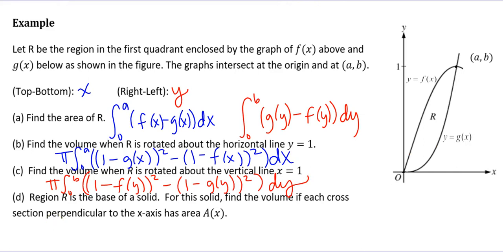Part D, region R is the base of a solid. For this solid, find the volume if each cross-section perpendicular to the x-axis has an area A of x. Okay, so anytime you want to find volume, given the cross-section, you're just going to integrate. So you always integrate area to get volume. In this case, I can tell I'm in terms of x since we're perpendicular to the x-axis, so I'm going from x equals 0 to x equals a, and then whatever formula they give you for A of x, that is what you will integrate or anti-derive if you have no calculator. All right, and that is it.